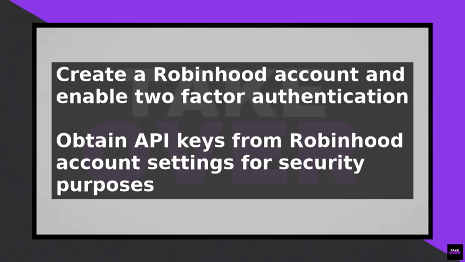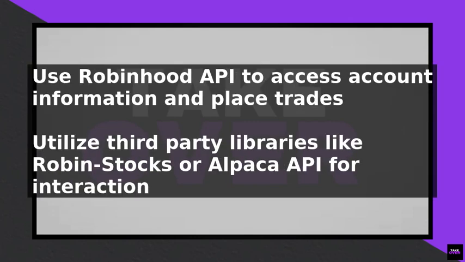With your API keys, you can use the Robinhood API to access your account information, place trades, and retrieve market data. However, Robinhood does not provide an official API, so you will need to use a third-party library like Robin Stocks or Alpaca API. These libraries provide a simple and intuitive way to interact with the Robinhood API.